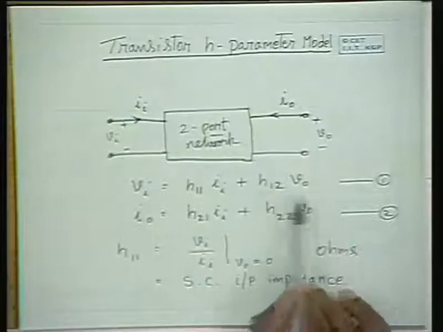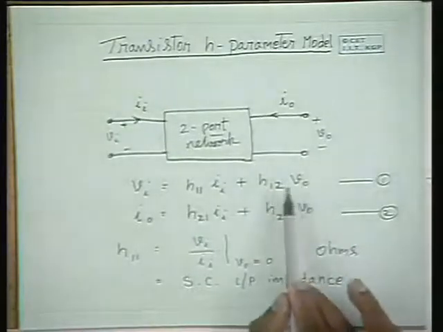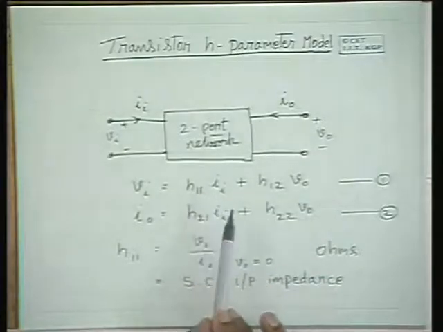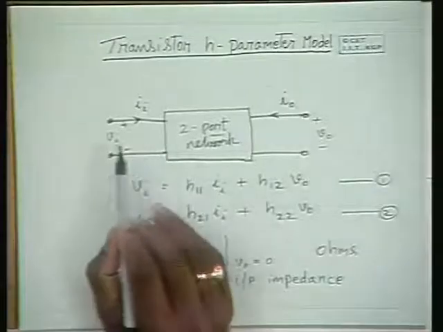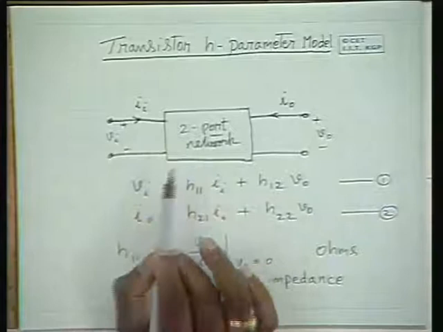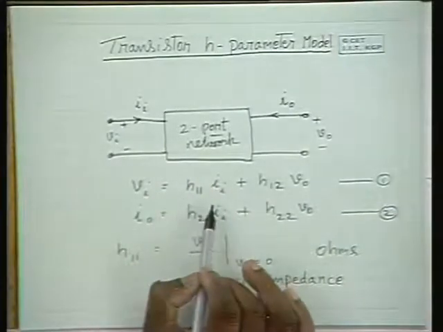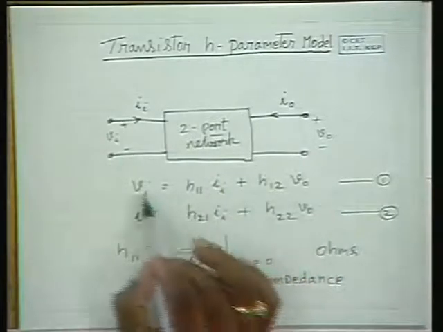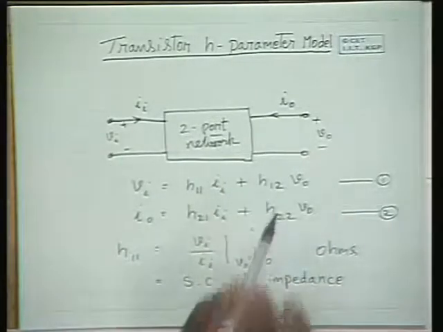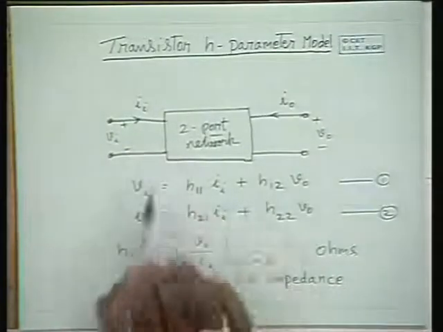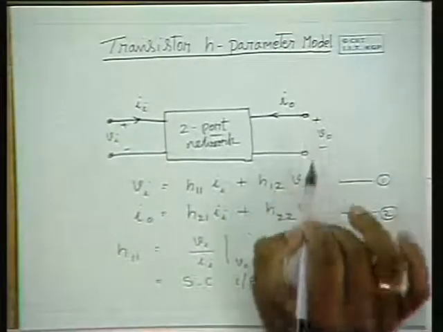So from equation 1, please note that when V0 is not 0, Vi by Ii does not give you H11. Vi by Ii gives you Ri, no doubt. How do you find the input impedance? Vi by Ii gives you the input impedance, but that input impedance is equal to H11 only when V0 is 0 according to this equation, but not otherwise. Hence H11 is known as the input impedance when the output is short circuited.